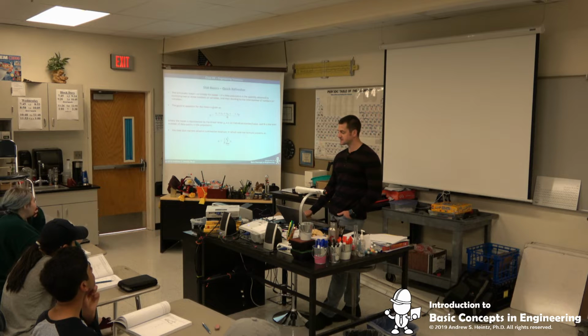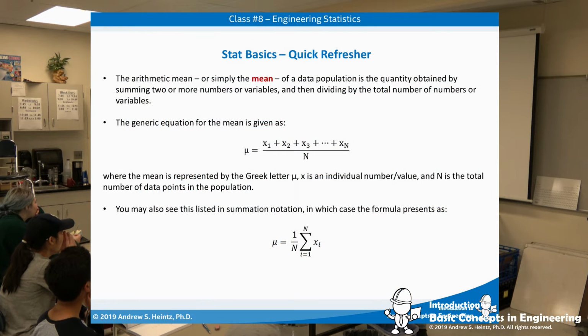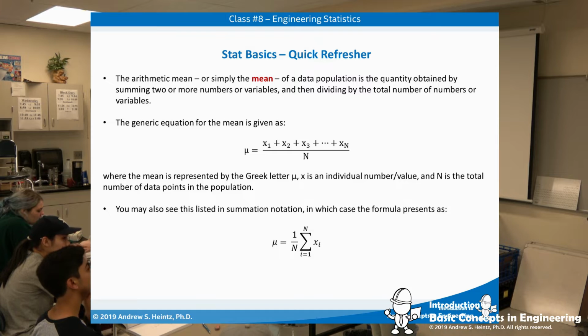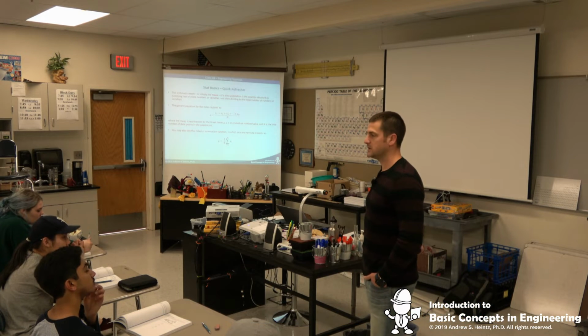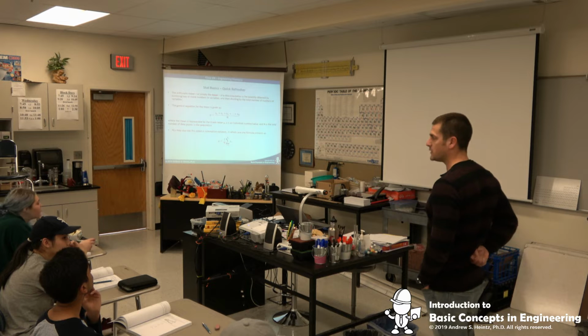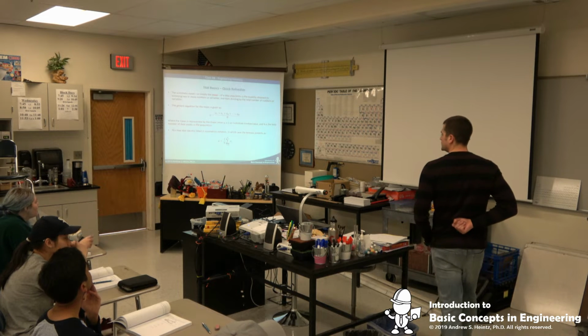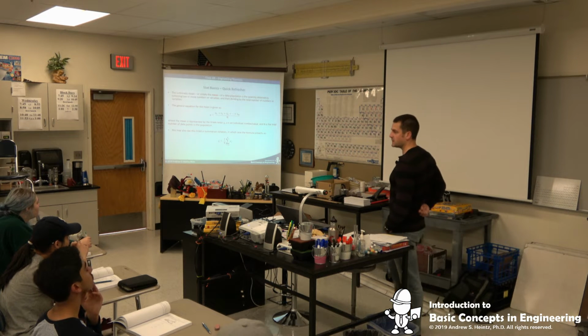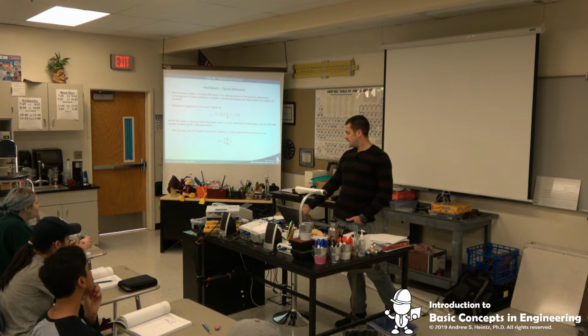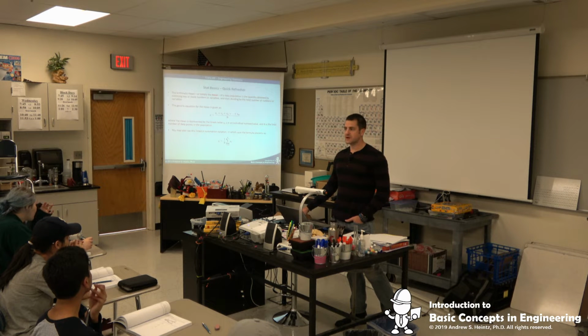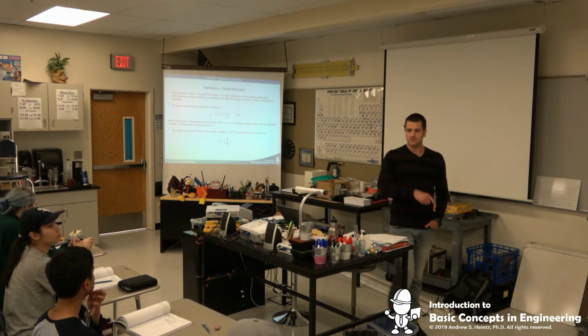So again, stat basics, quick refresher. The arithmetic mean, or simply the mean, not the average, right? The mean of a data population is found by doing what? Adding everything up and dividing by the number of data points, right? So if I have 5 data points, I'll add up the value of those and divide by 5. And I'm sure you guys have seen summation notation there. I have that on the bottom. And then, what's the standard deviation? Perhaps even more important for engineers. What's standard deviation, Andrew?